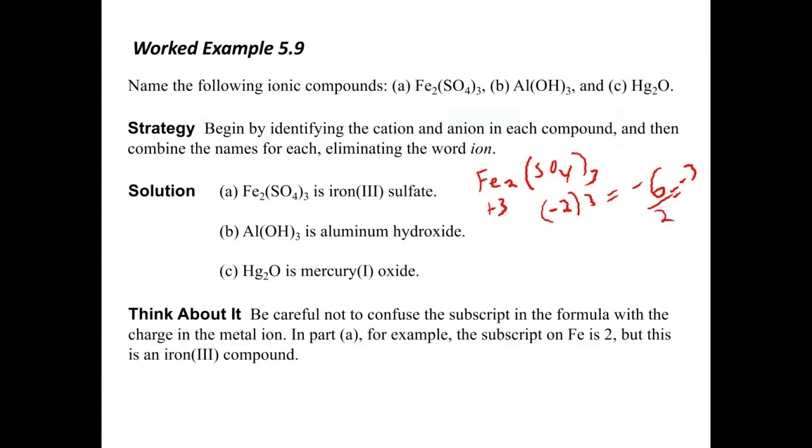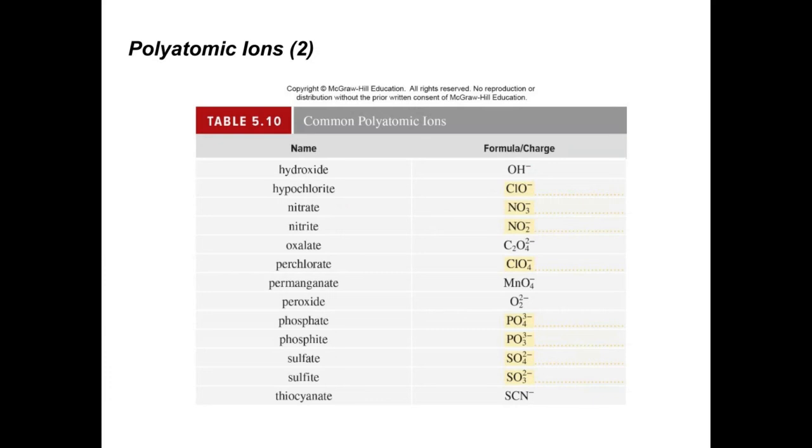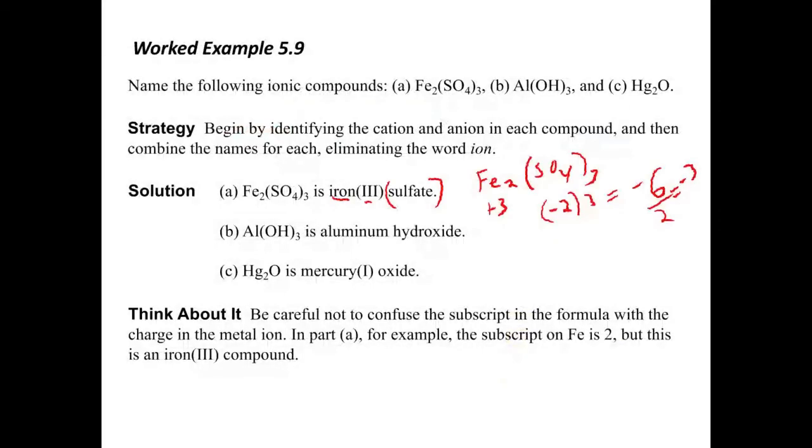So if I'm going to name this, I'm going to name it iron, indicate the charge with 3, and then sulfate. So just the exact name of the polyatomic ion. Notice I didn't change anything. If we go back here, sulfate, that's the exact same name. So that's all you have to do. Just write the name of the polyatomic. So indicate the charge of the cation, and then just write the name of the anion.